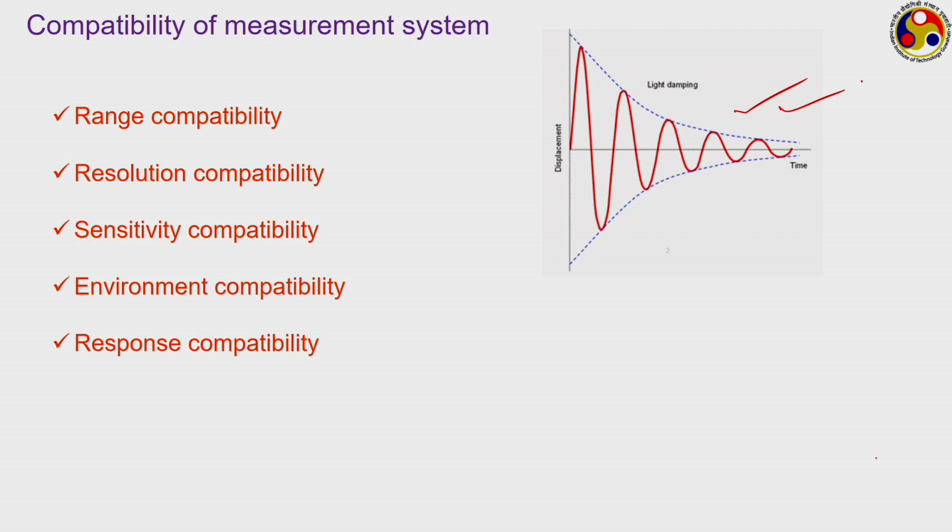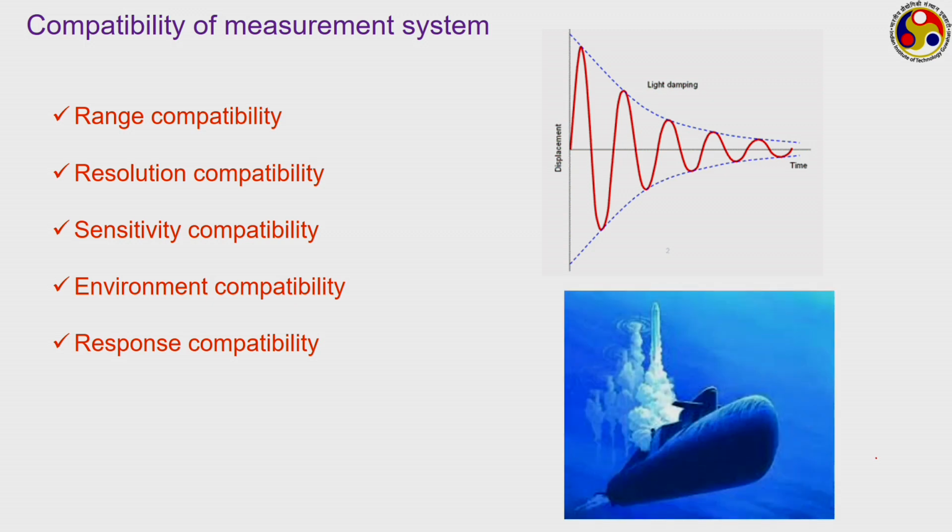Or sometimes your input signal may be a perfect periodic one, but because of some inertia or certain other effects of the components present inside the measurement system, we may get an output like this, which is definitely not a proper representation of the input signal. So this is what we refer to as response compatibility. It means the form of the output that we get should be able to reproduce the nature of the input.